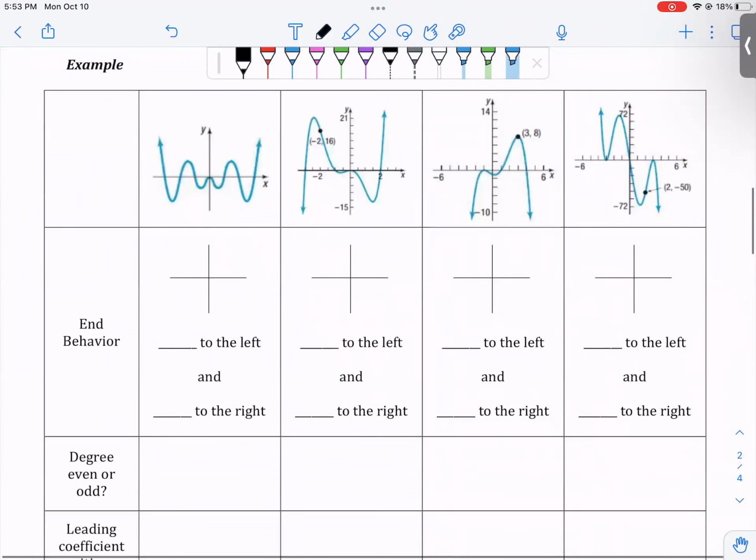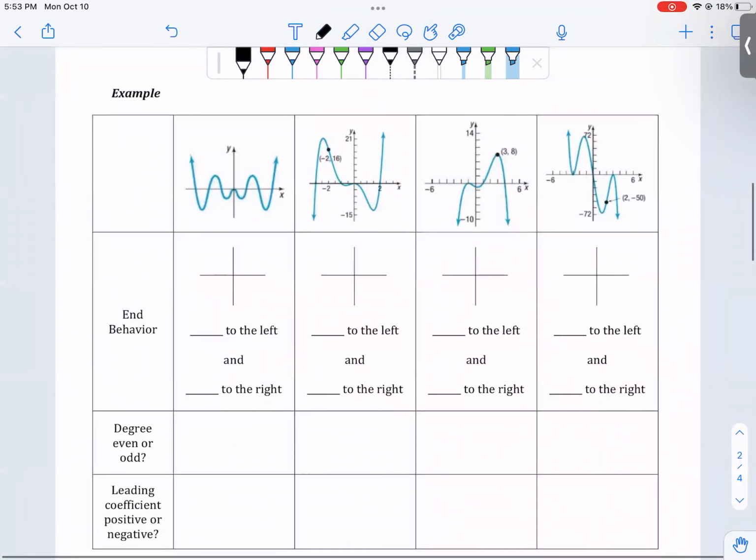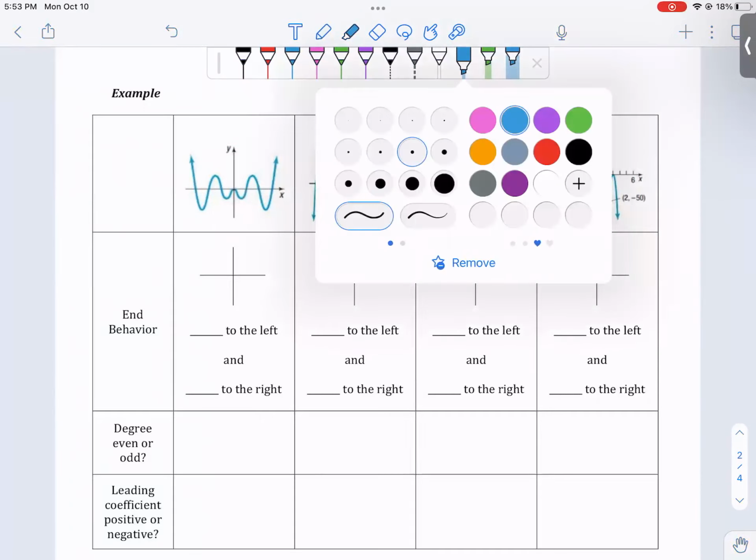So let's look at some pictures and let's determine based on the picture what the end behavior is, whether the degree is even or odd, and whether the leading coefficient is positive or negative. So with this first one here, let's use red.